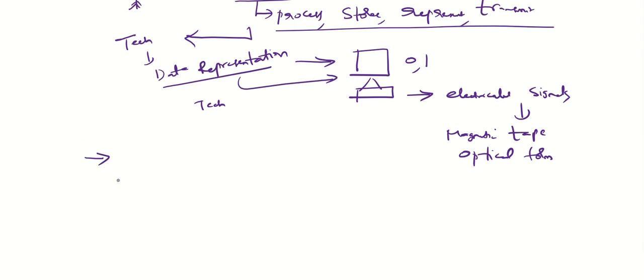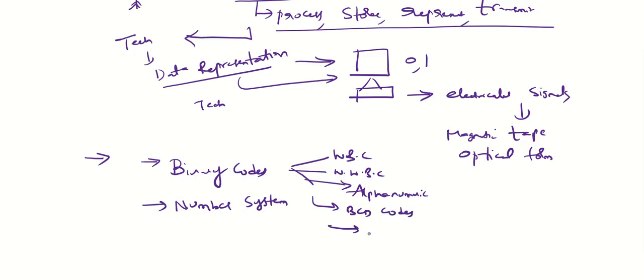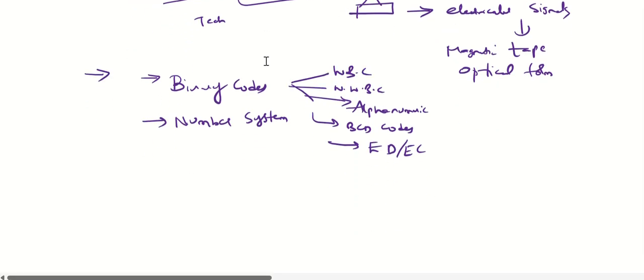When you come to data representation, there are different ways to represent data. One is binary codes, and the second one is number systems. In binary codes, there are a lot of codes to represent different kinds of data, like weighted binary code, non-weighted binary code, alphanumeric code, BCD codes, and error detecting and error correcting codes. These are all the codes to represent data in computers.